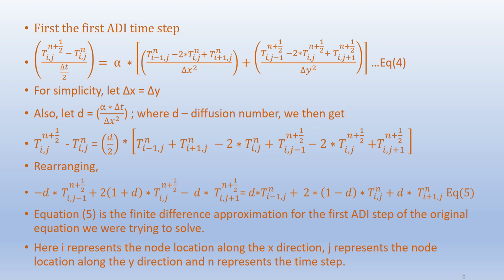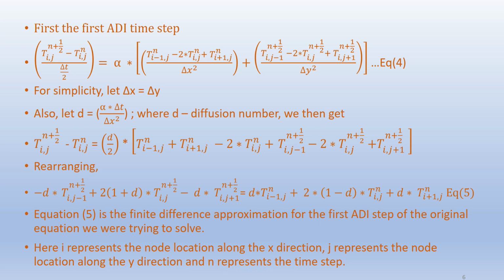We'll rearrange this equation as shown in equation 5, which is minus d times T(i,j-1)^(n+1/2) plus 2 times (1 plus d) times T(i,j)^(n+1/2) minus d times T(i,j+1)^(n+1/2) equals d times T(i-1,j)^n plus 2 times (1 minus d) times T(i,j)^n plus d times T(i+1,j)^n. Here the left hand side of the equation is the unknowns and the right hand side of the equation is known.